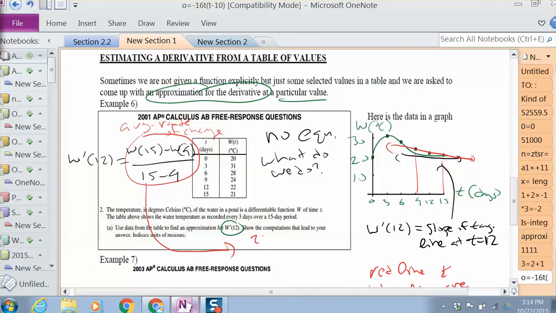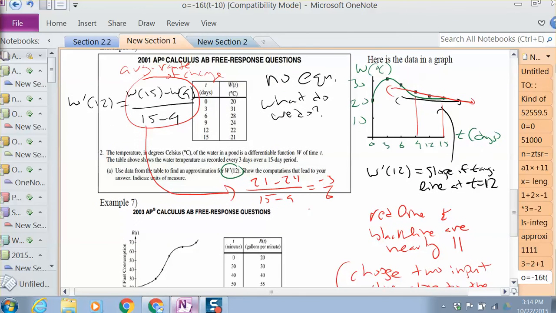W(15) is 21, W(9) is 24. Of course, 15 minus 9 is 6, and 21 minus 24 is negative 3. So the answer is going to be negative 1/2 degrees Celsius per day. Let me write that more neatly. That's a little hard to read. Sorry about that. So negative 1/2 degrees Celsius per day. That's going to be the rate of change for the temperature at day 12.